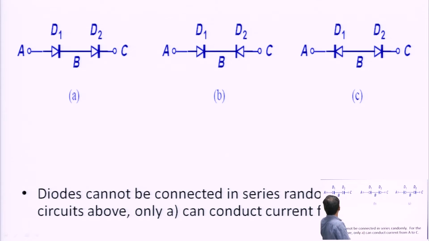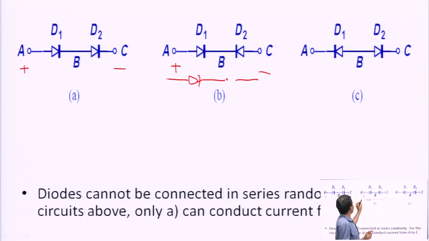Now, in figure A, if we apply positive here and negative here, both are in forward bias. But in figure B, if we apply positive here and negative here, then D1 and D2 are practically in reverse bias. Why is it in reverse bias? Because D2 is in reverse bias, it becomes open circuited, and this diode also becomes reverse biased, because the circuit is not completed here.